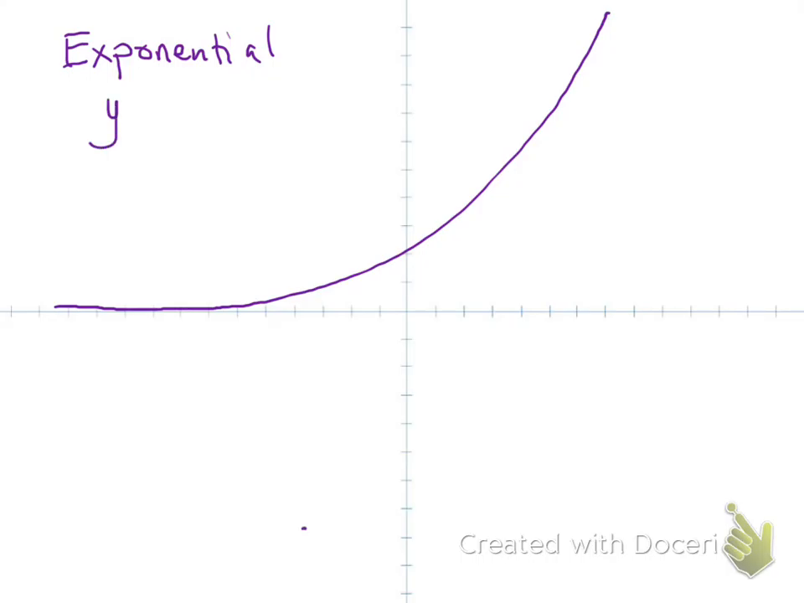And with an exponential function, its equation will have some base number, which it could be 2, it could be 3, it could be 1 billion, but the special thing about exponential functions is it's raised to the power of x. So anytime x is an exponent, it's an exponential function.